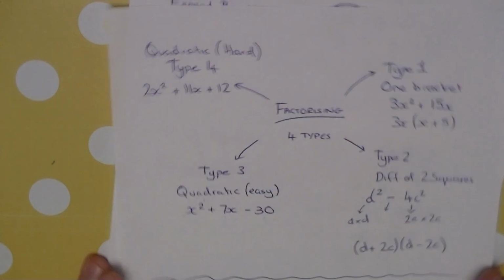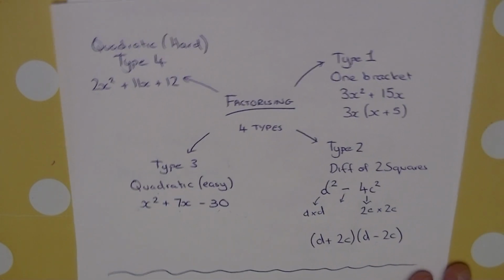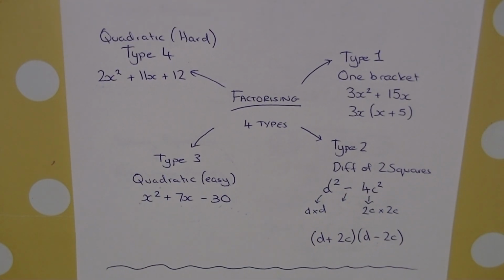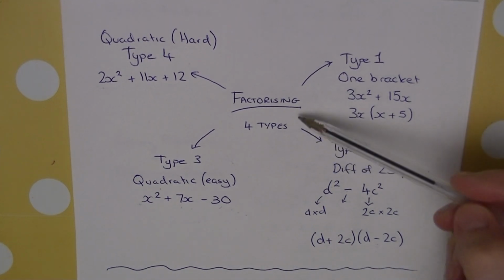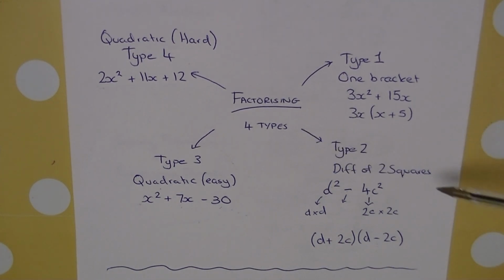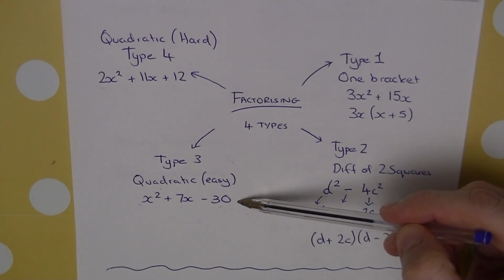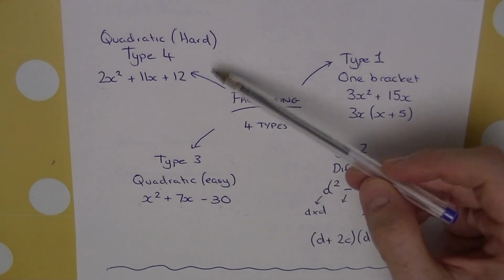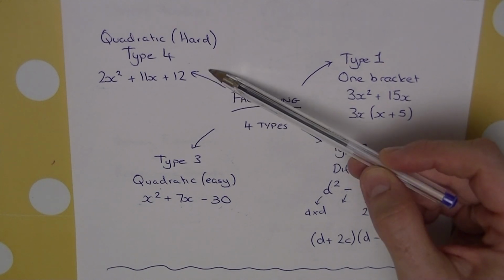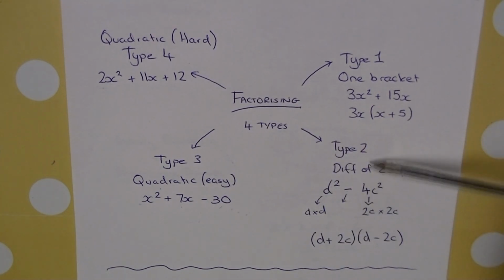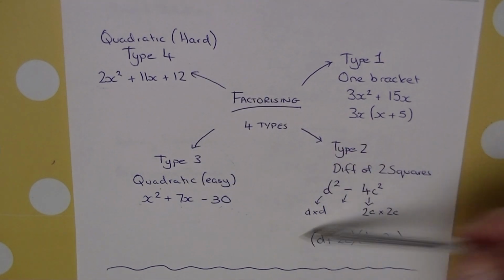Okay, quick reminder before we get into the booklet. I used this sheet in video 1, but let me quickly just mention it again. 4 types of factorising: 1 bracket, difference of 2 squares with 2 brackets, easy quadratic, 2 brackets, harder quadratic, 2 brackets. I always kind of work in reverse to work out which one I'm doing, okay?